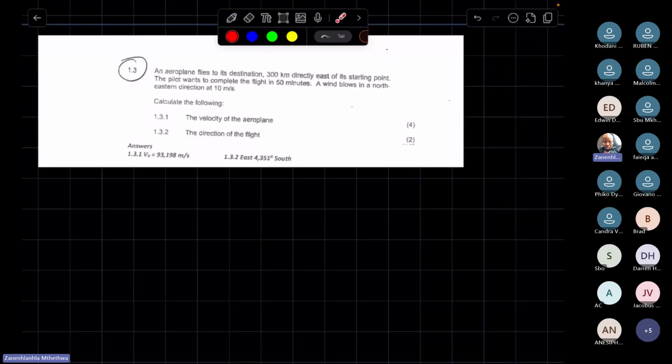Right. Now let's see what you are given. An aeroplane flies to its destination 300 kilometers directly east of its starting point. The pilot wants to complete the flight in 50 minutes. A wind blows in a northeastern direction at 10 meters per second.